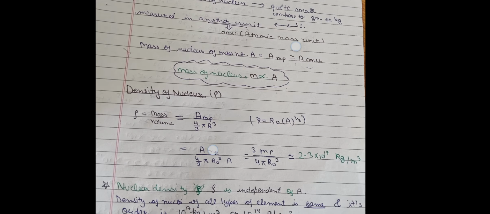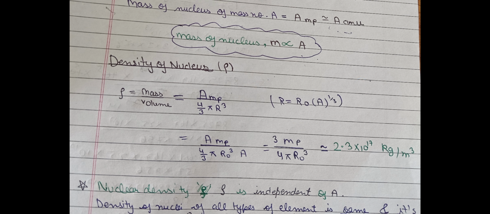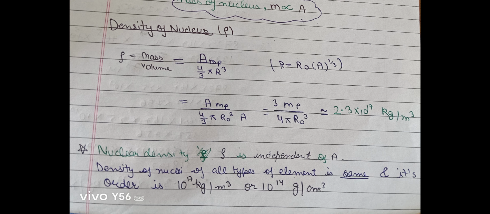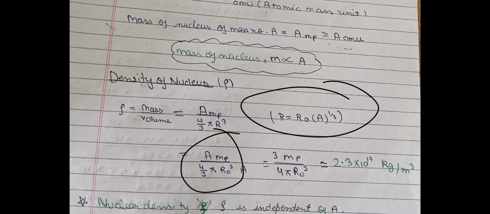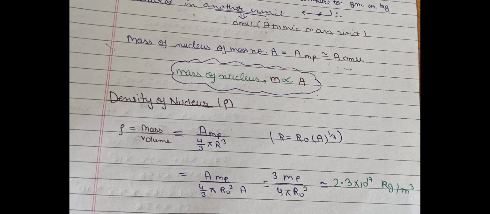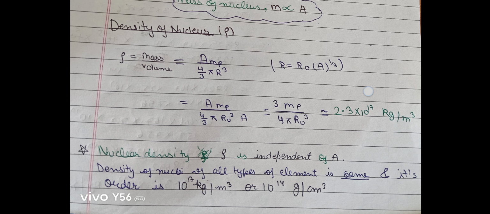Now let's move on to the density, which is denoted by rho. Density is mass upon volume. Mass is A mP and volume is 4 by 3 pi r cube. R is R naught A to the 1 by 3. So it's A mP and like this. R का लिख लिया हमने R naught A 1 by 3, तो R naught का क्यूब हो गया, A ऐसा ही रह गया. Then A को A से कट किया. Then बचा like 3 ऊपर आ गया, तो 3 mP. And फिर mP की वैल्यू रखी.